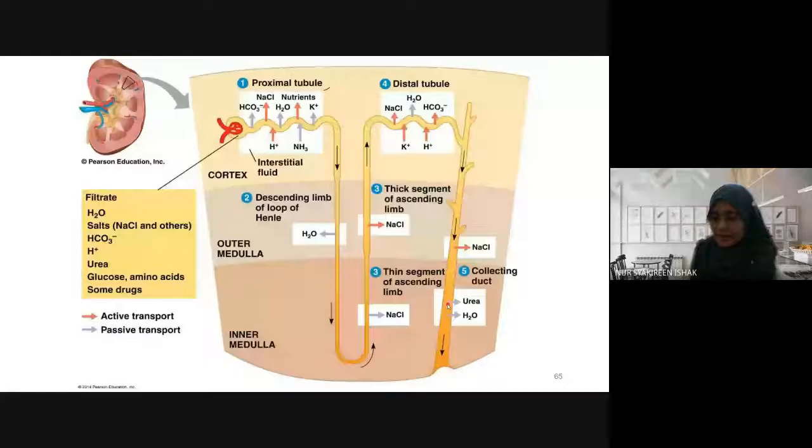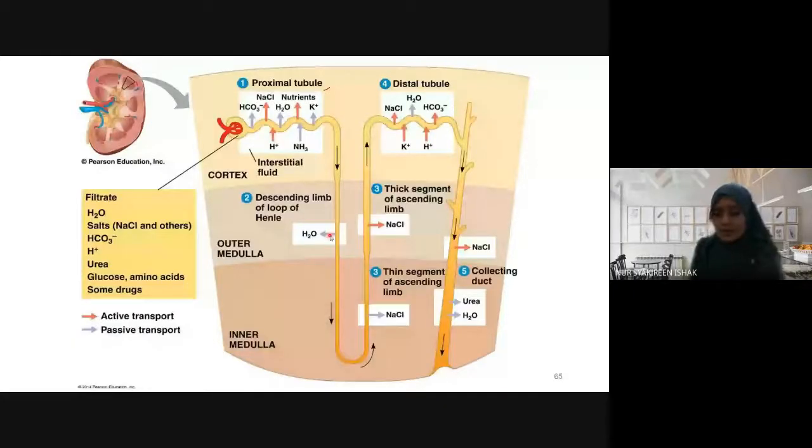Interstitial fluid, concentration dia lebih tinggi berbanding dengan filtrate disebabkan apa? Disebabkan oleh urea yang keluar dekat region sini, urea keluar dan juga sodium chloride keluar. These are the two essential solutes that will make sure the interstitial fluid is always concentrated compared to the filtrate. So when you have a high or concentrated interstitial fluid, this will make sure water will always and continuously reabsorb from the filtrate and back into your body. This is to make sure that water is conserved within your body.